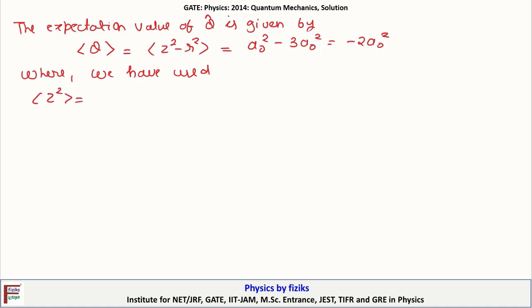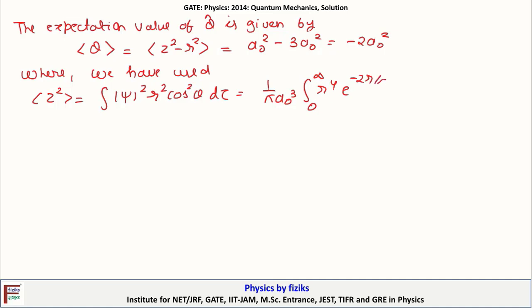the expectation value of z square, which would be the integral of psi square cos square theta d tau. This can be written as 1 by pi a0 cube, integral from 0 to infinity of r to the power 4 e to the power minus 2r by a0 dr, times integral from 0 to pi of cos square theta sin theta d theta, times integral from 0 to 2 pi of d phi.